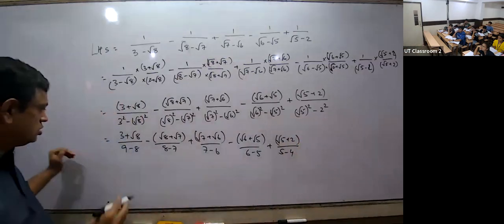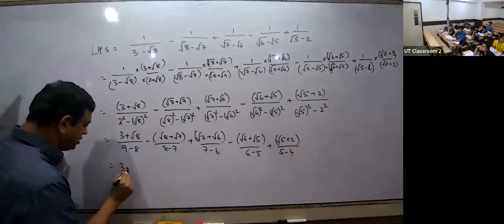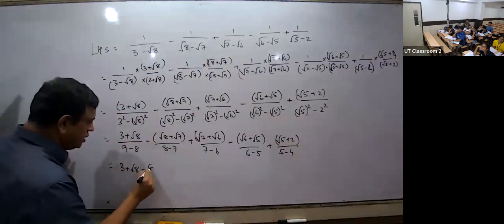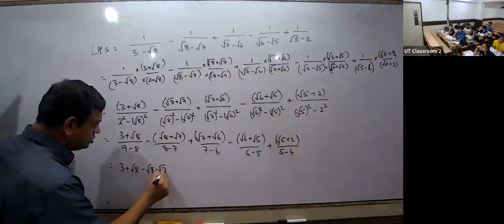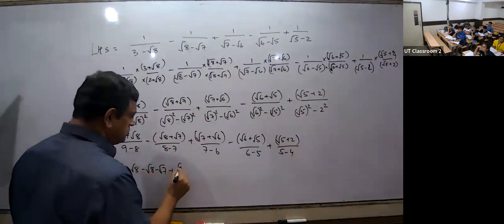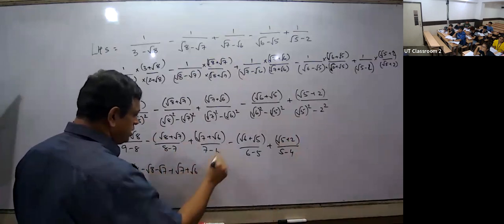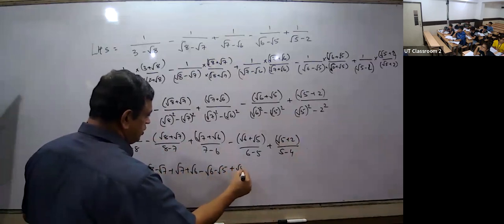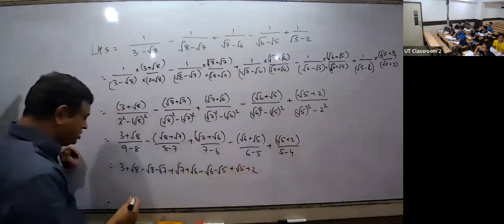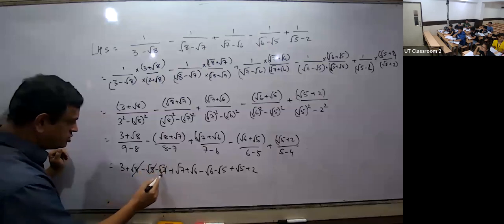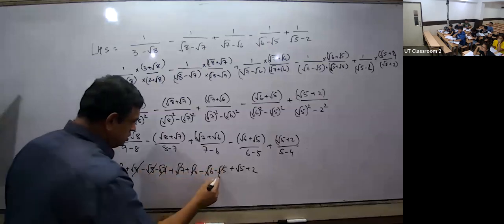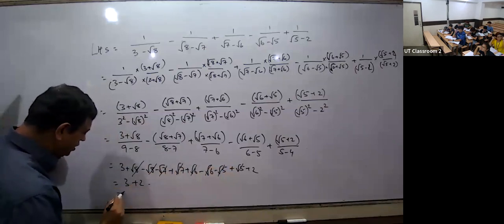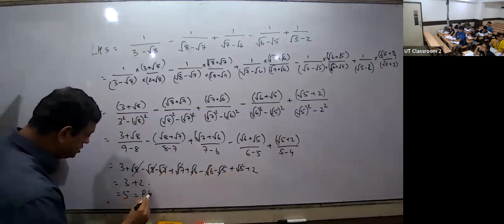So denominator is gone now. So then what is left out? 3 plus root 8. Now look, this minus means both will come minus: minus root 8 minus root 7. This is plus means both will be same side. This is minus means both will be opposite side. This is plus means root 5 plus. You can see, cancel. Plus minus cancel. Plus minus cancel. What is left out? 3 plus 2, which is equal to 5, which is same as RHS.